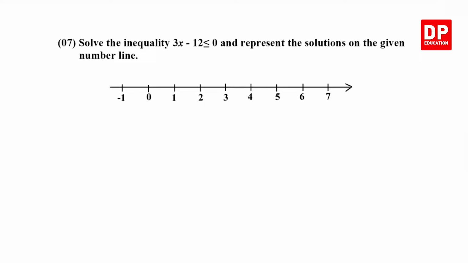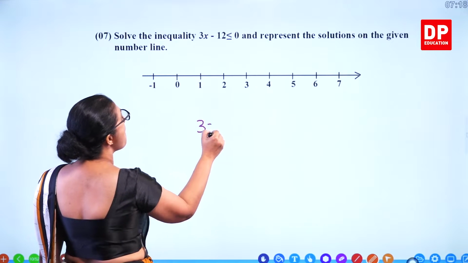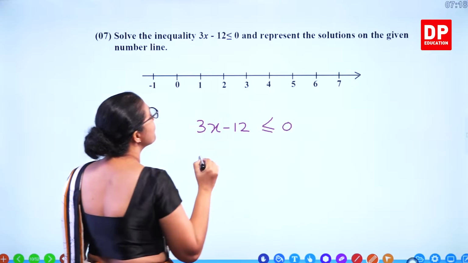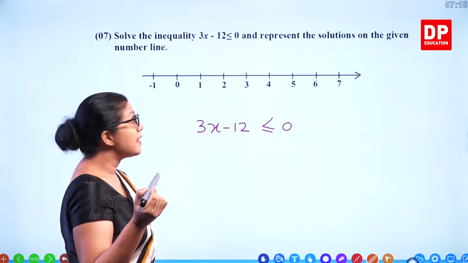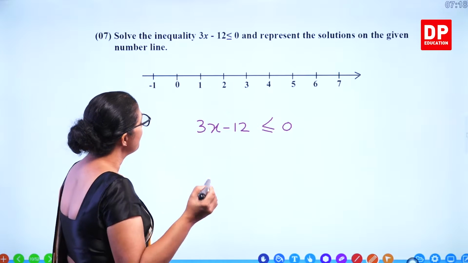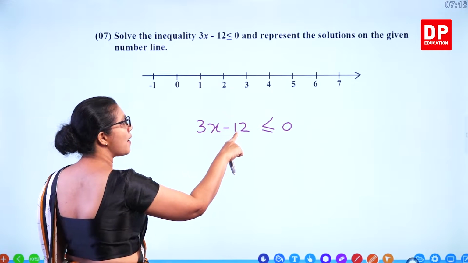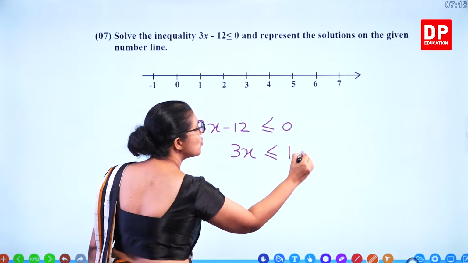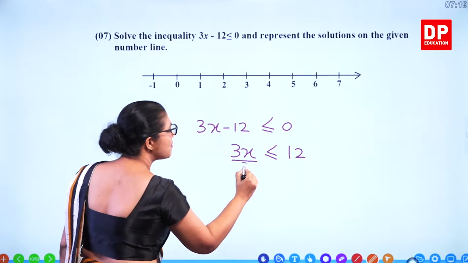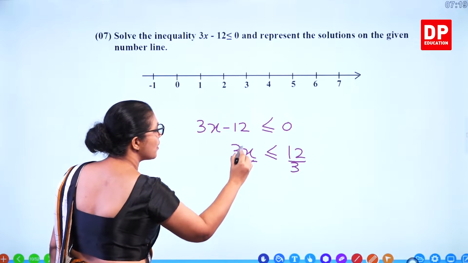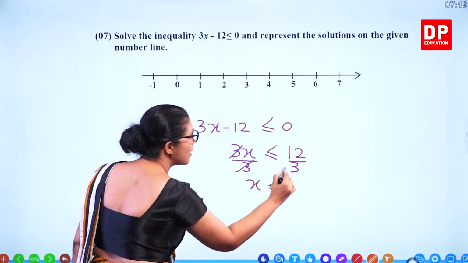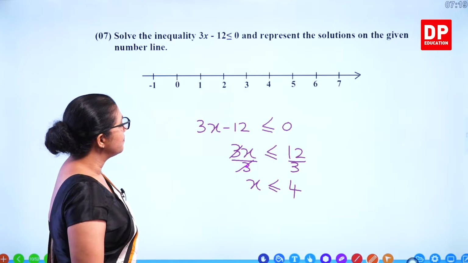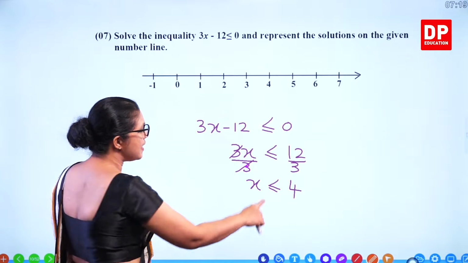Solve the inequality 3x minus 12 is less than or equal to 0 and represent the solutions on a given number line. So what you do? We have to take minus 12 to the other side. So 3x is less than or equal to 12. Divide both sides by 3. You get x less than or equal to 4. 12 divided by 3. So what it means? This is equal to 4.